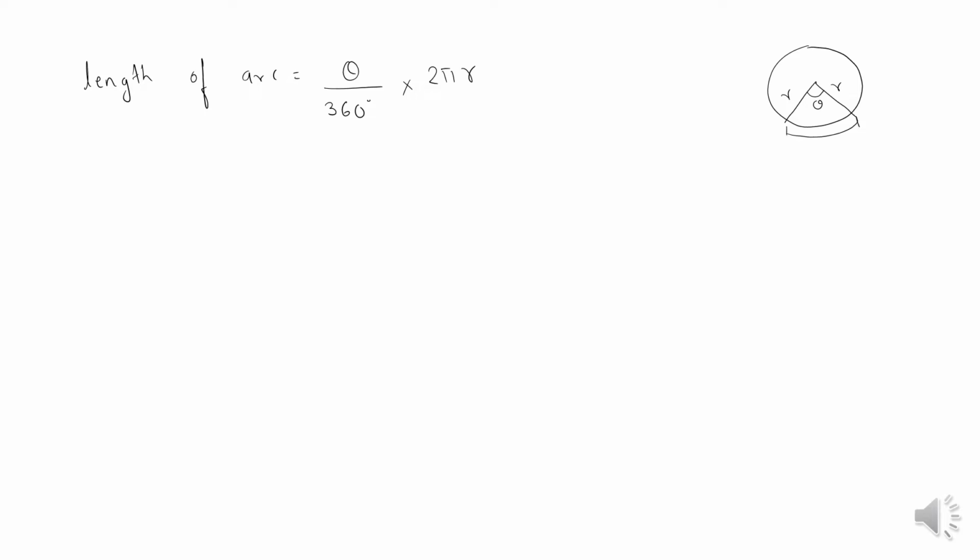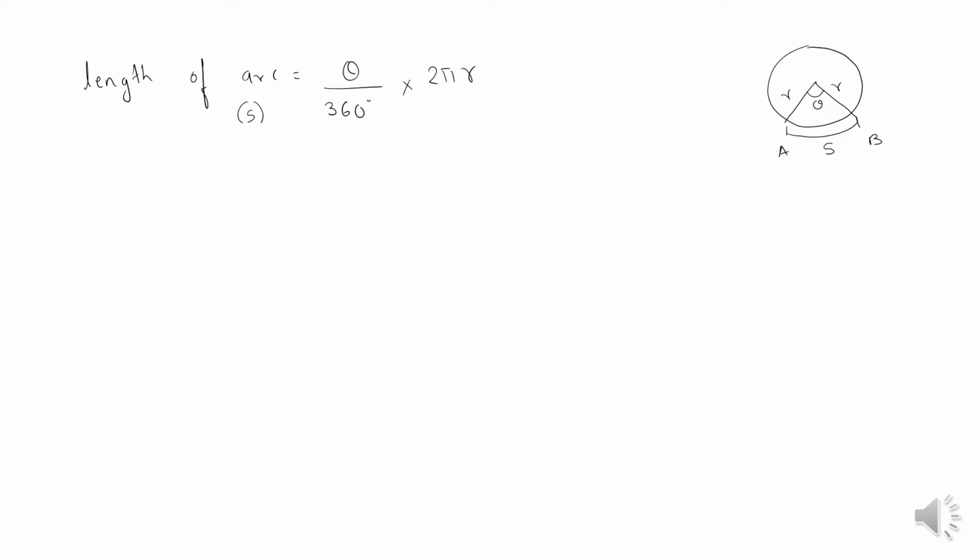If you remember, you have studied length of arc as the formula theta upon 360 degree into 2 pi r, correct? When I say this is a circle, this is my radius, this is my central angle, and this curve part AB is called the length of the arc. It is denoted by S. So your length of arc means S. This was the formula you studied last year with degree notation.